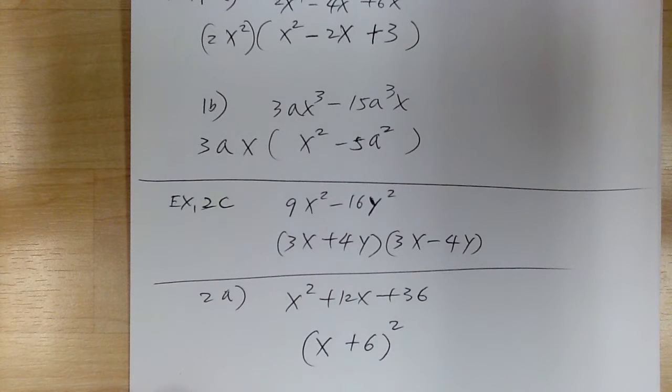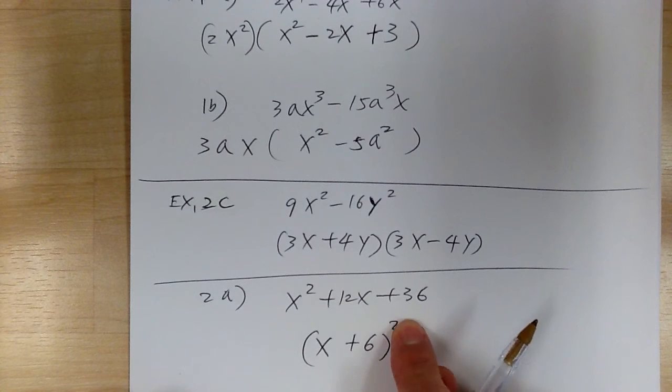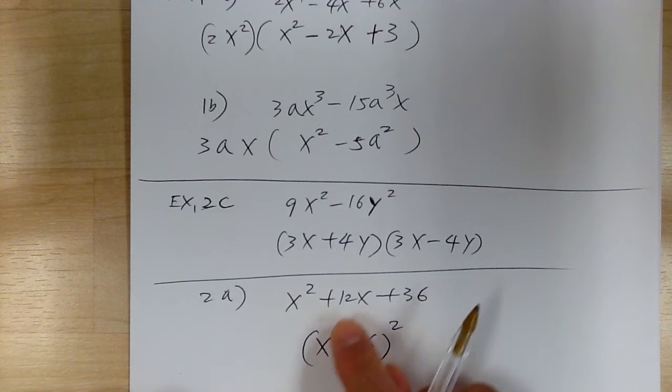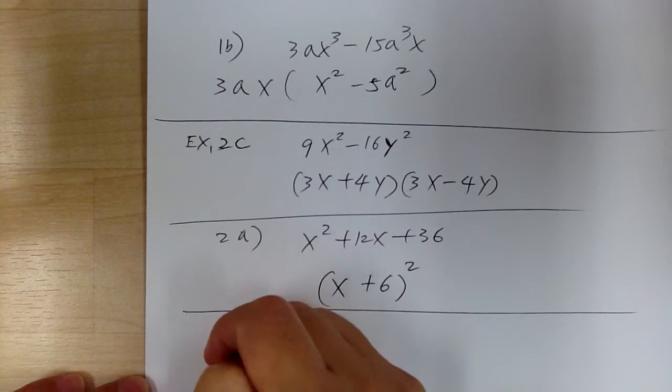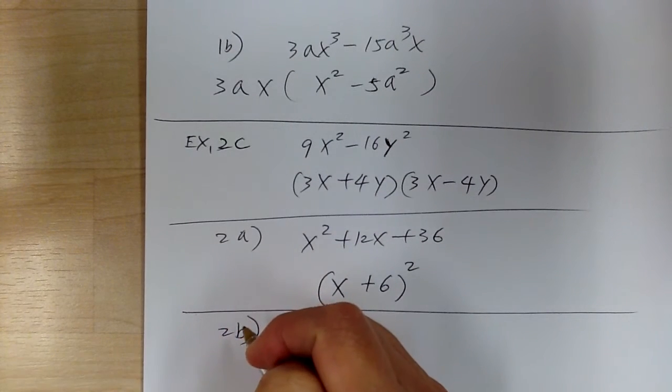Now you have to check, see if your guess is correct. And the way to check is by checking the middle term. So 2 times 6 is 12 times x is 12x. So it checks. So that's your answer. That means your guess is correct. Okay. So now let's go to 2b.